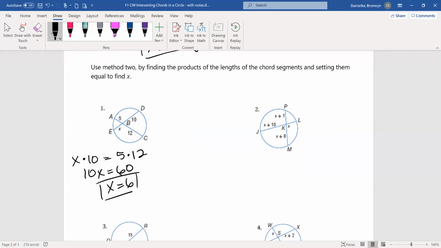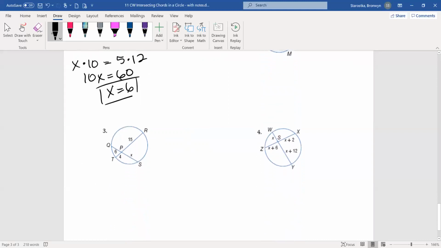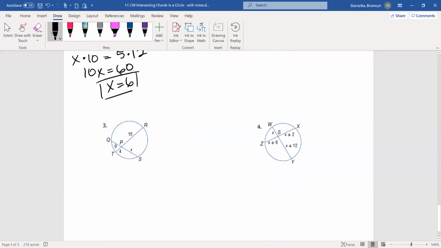We're going to come back to number 2. Let's go to number 3. 6 times x, 4 times 15. 6x equals 60, x equals 10.